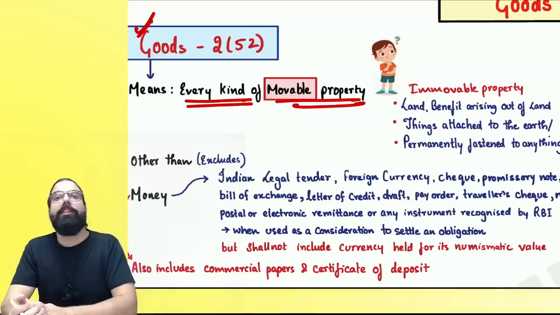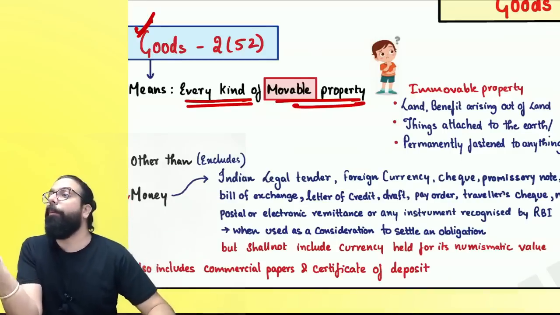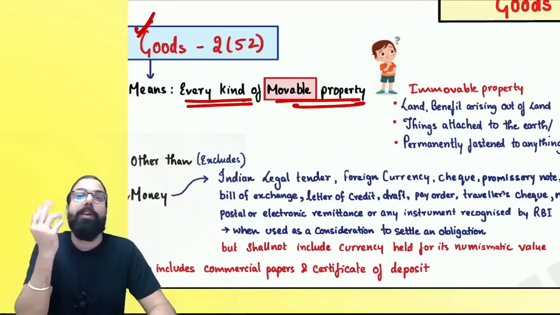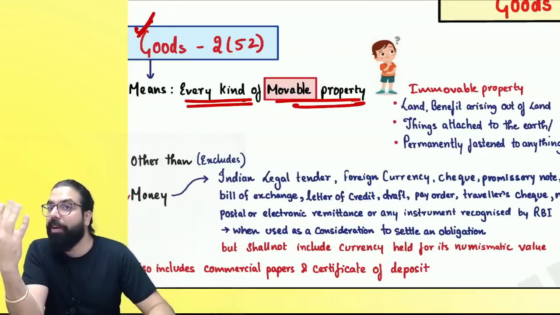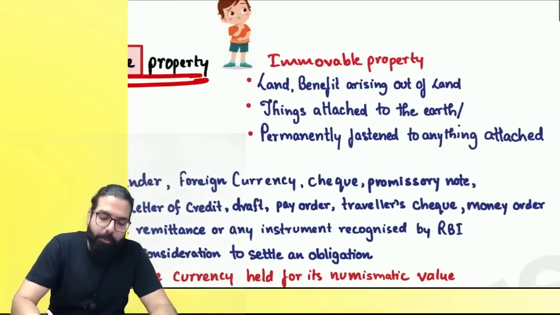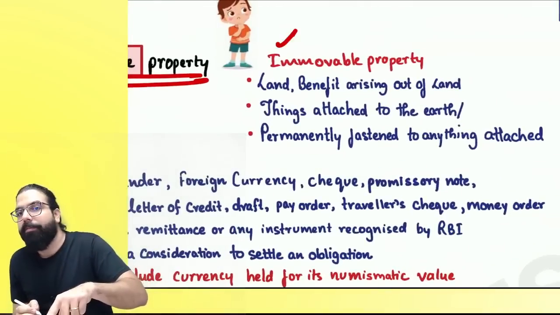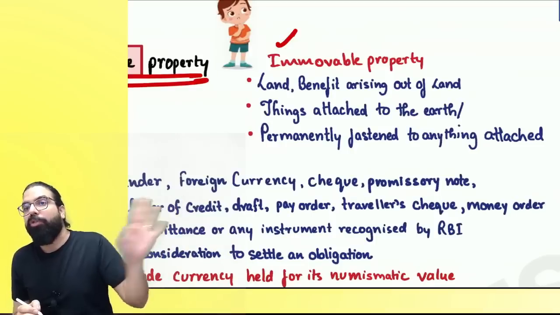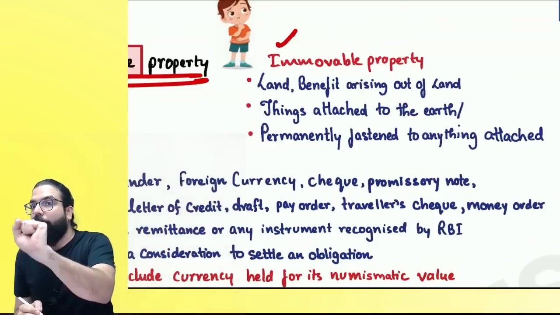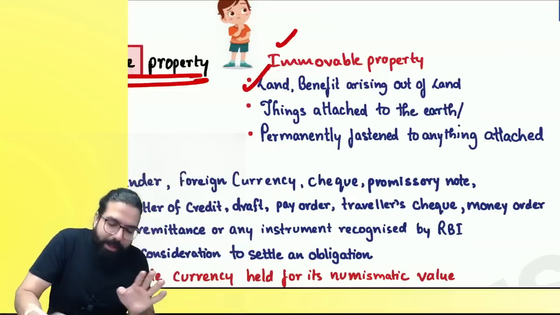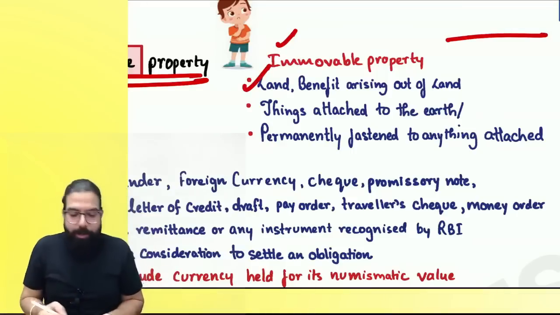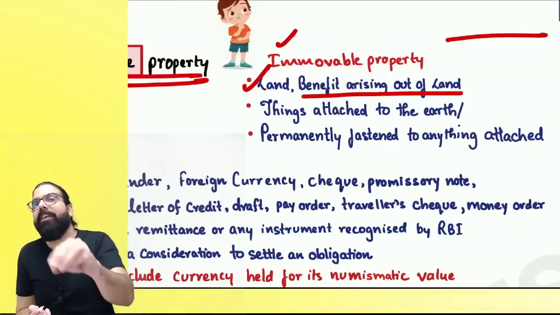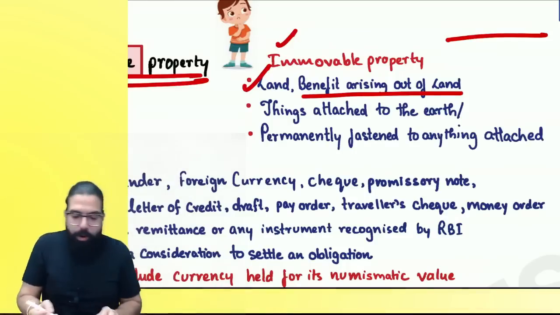The General Clauses Act says that movable property means what is not immovable. When you read the definition of immovable property, there are four things which are immovable. If it is immovable, it is not movable, it is not goods. So immovable properties are not goods. What are immovable properties? Any land. If there's a land, land is immovable. Any benefit arising out of land, that is also immovable.